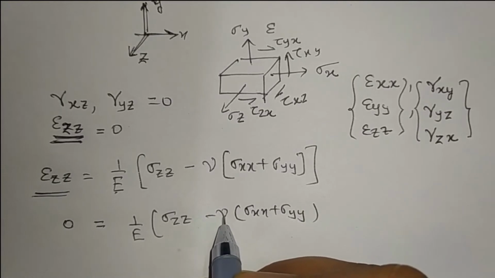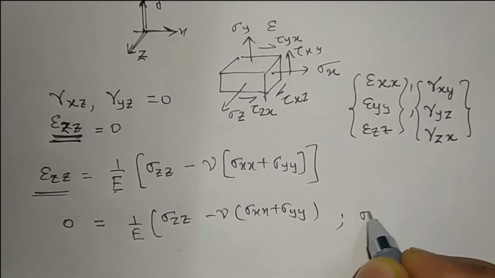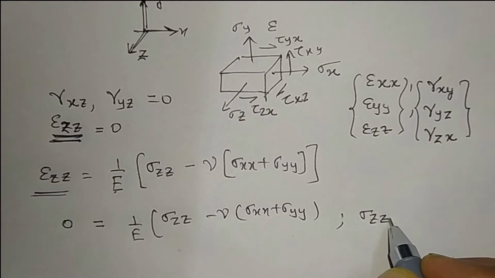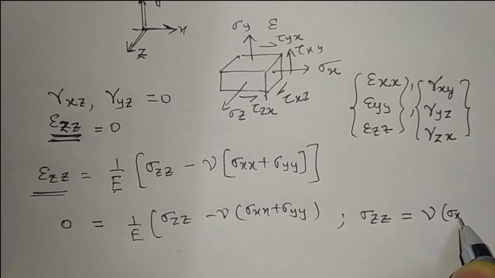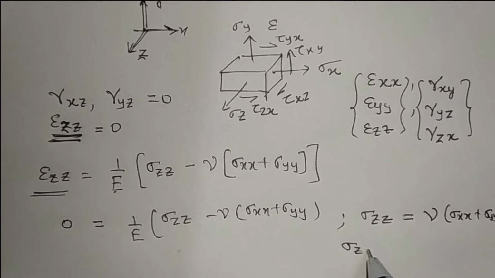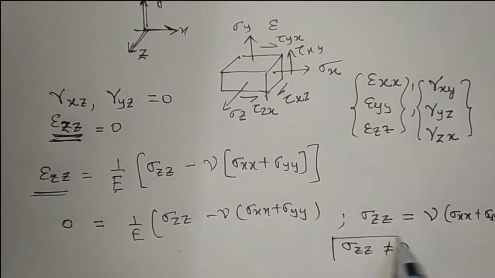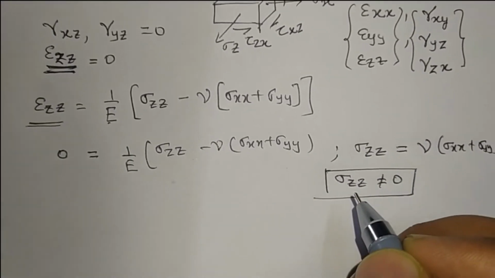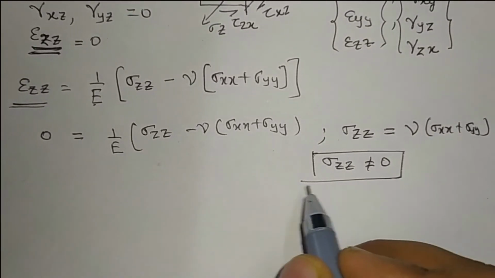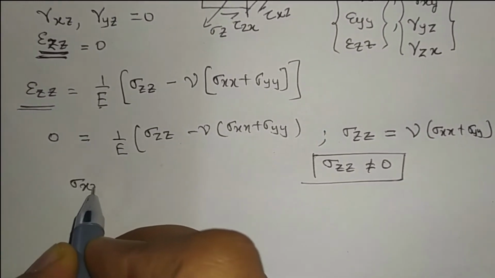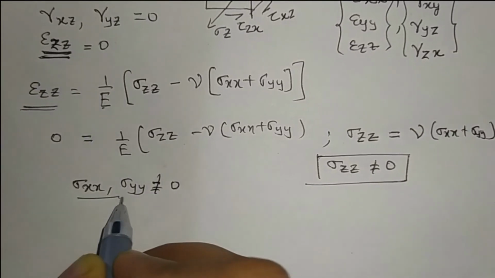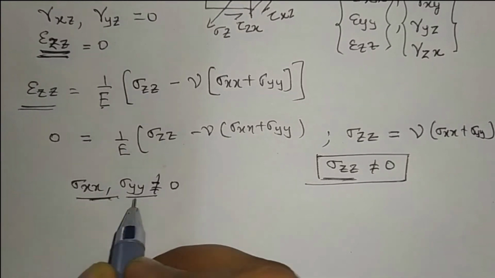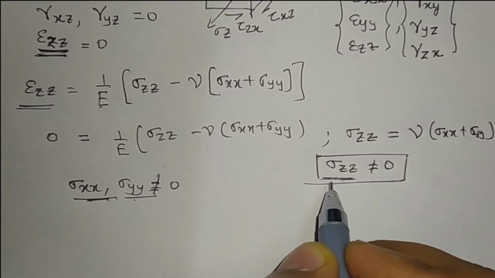where nu is the Poisson's ratio, we will see that sigma zz, the normal stress in the z direction, is equal to Poisson's ratio times sigma xx plus sigma yy. So it means that sigma zz is not equal to 0. And sigma xx and sigma yy are also not equal to 0. So these stress terms will not be equal to 0. These are the normal stresses.